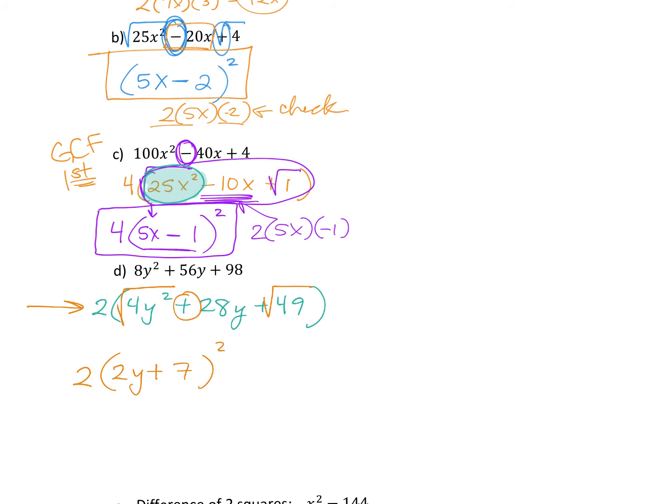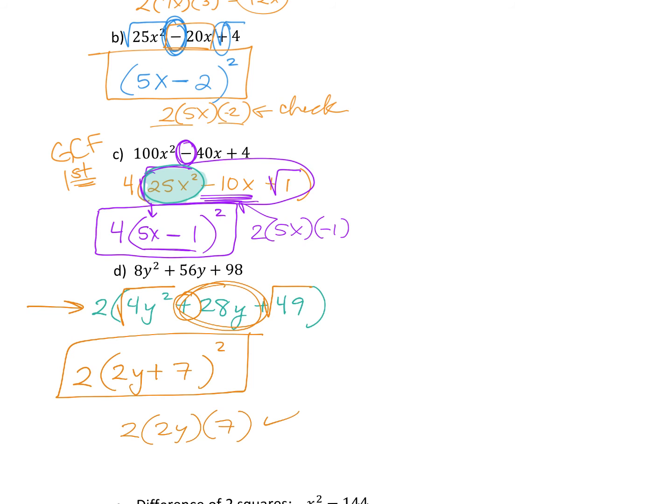So then double check it. It should be 2 times 2y times 7. So 4 times 7 is 28y. And look up here, that's a 28y. So it checks out. So this is your answer. Did you get that?